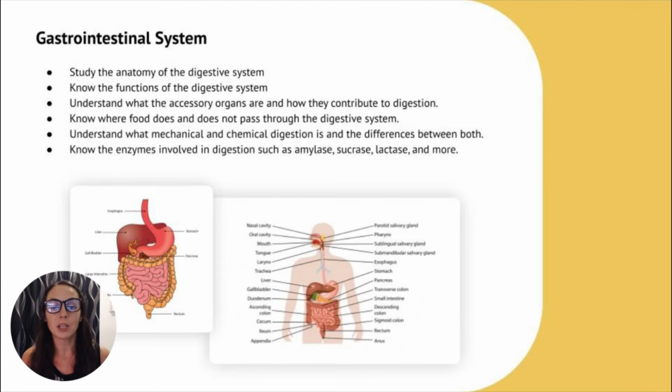Appendicitis is the inflammation of the appendix, and it can occur due to obstruction, and it requires medical attention. So those are just some of the main things. That wraps up our review for the digestive system. So let's move on to the next one.